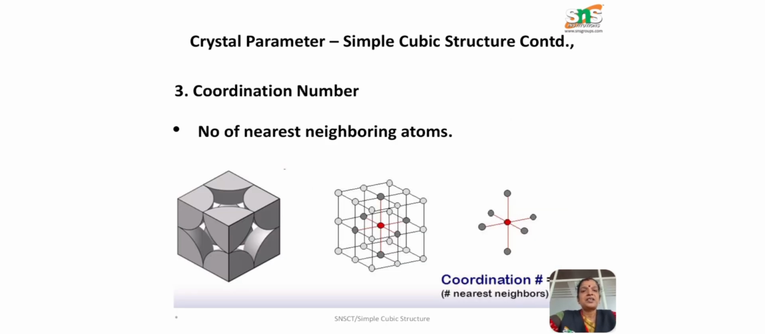The next parameter is coordination number. Coordination number is the number of nearest neighboring atoms. Here we can consider any corner atom; it has a coordination number of 6, that is, 6 nearest neighboring atoms. The red colored atom is a corner atom, and for that all the nearest neighbors number 6. All are at an equal distance.